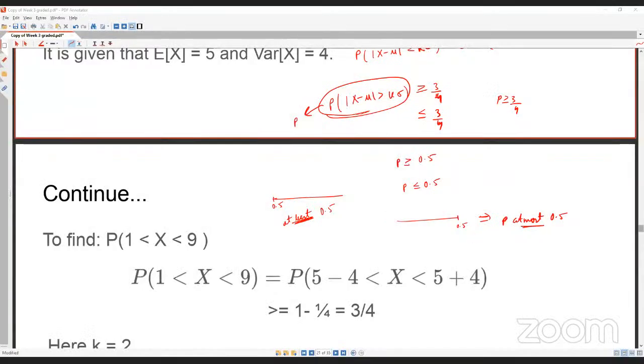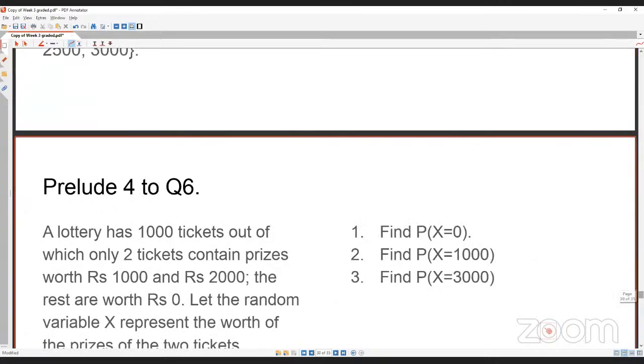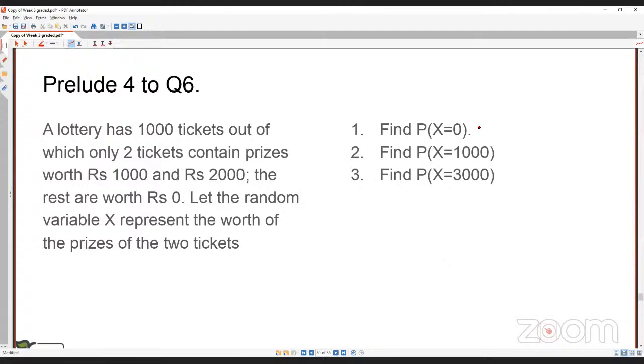0.002, 0.0019 something. Yeah. Okay. So first part, x equal to 0, it means it should come from those 998 tickets. So it's 0.998. For the second part, one should come from these 998, that's 998 choose 1. The other should come from that one ticket. So basically it's 998 over 1000 choose 2.